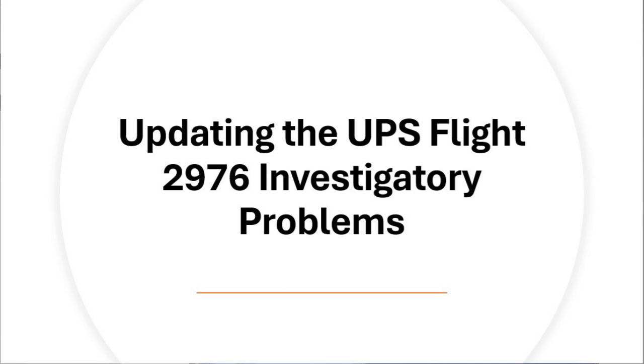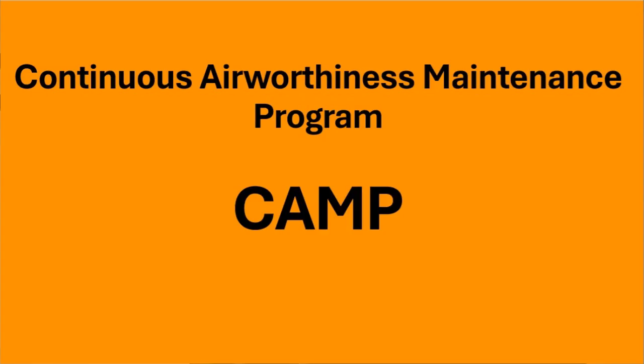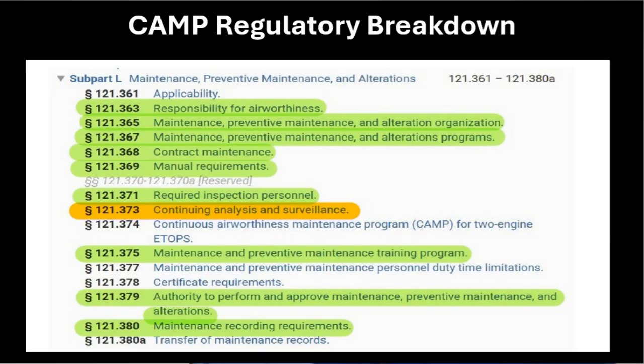Among other classes, there are two specific courses I teach for the FAA Academy. The first course is a Continuous Airworthiness Maintenance Program course, the CAMP. The second course is about one of its elements, the Continuing Analysis and Surveillance System, the CAS.